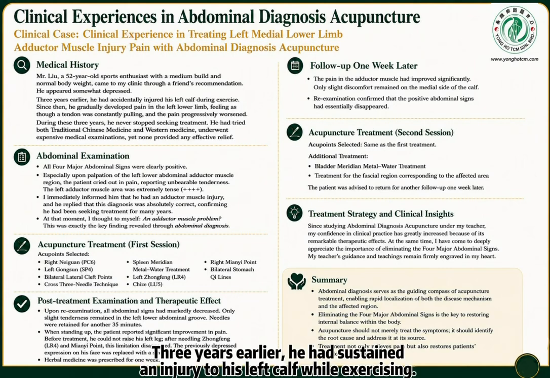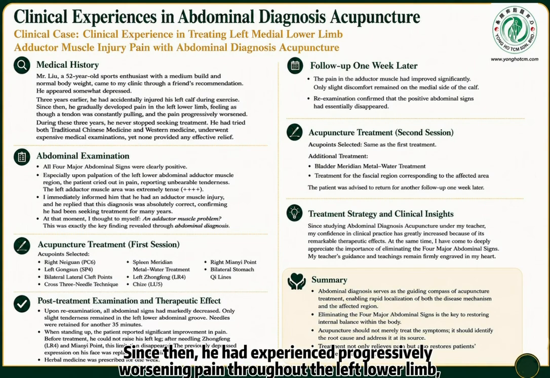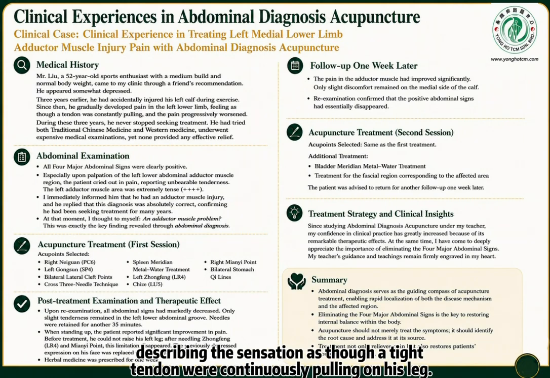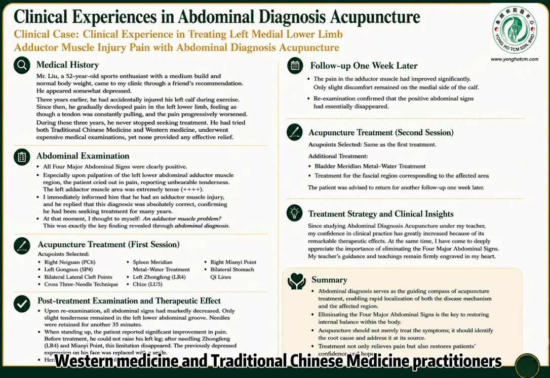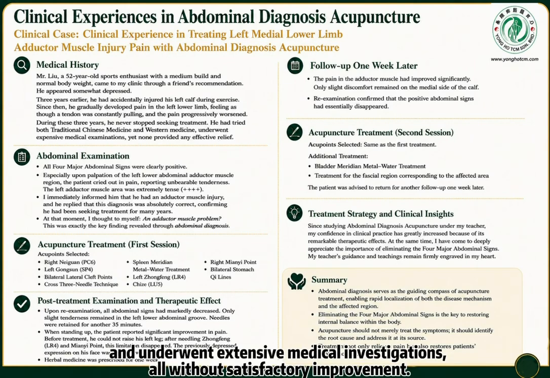Three years earlier, he had sustained an injury to his left calf while exercising. Since then, he had experienced progressive pain throughout the left lower limb, describing the sensation as though tight tendons were continuously pulling on his legs. Over the course of 3 years, he sought treatment from both Western medicine and traditional Chinese medicine practitioners, and underwent extensive medical investigations, all without satisfactory improvement.